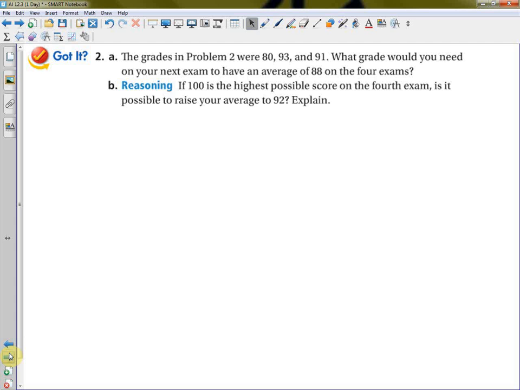Here's a similar problem, but instead of averaging a 90, we're going to average an 88. All right, please pause and then proceed once you're done.